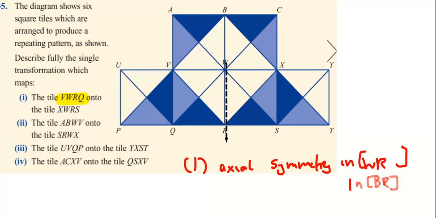Okay, good job. Now, the tile ABWV. So where is ABWV? ABWV is this one here. And we want to turn that into SRWX. So SRWX is this one, and ABWV is this one here.